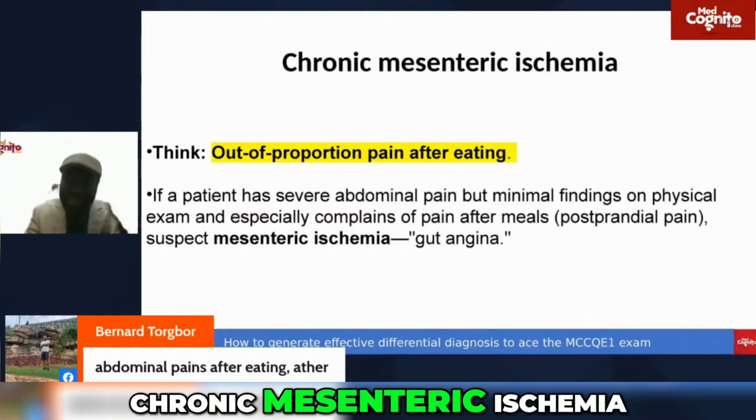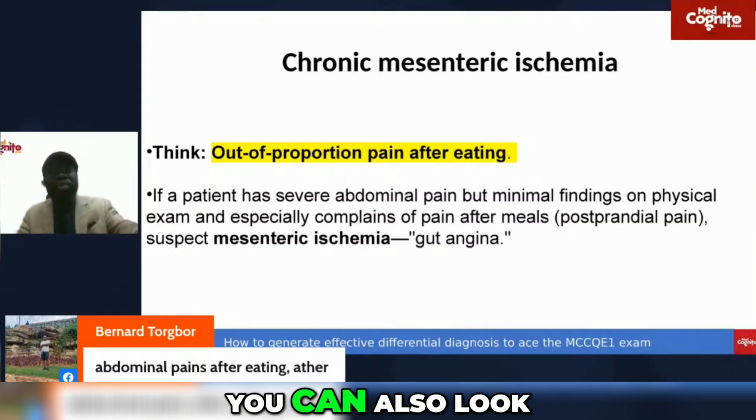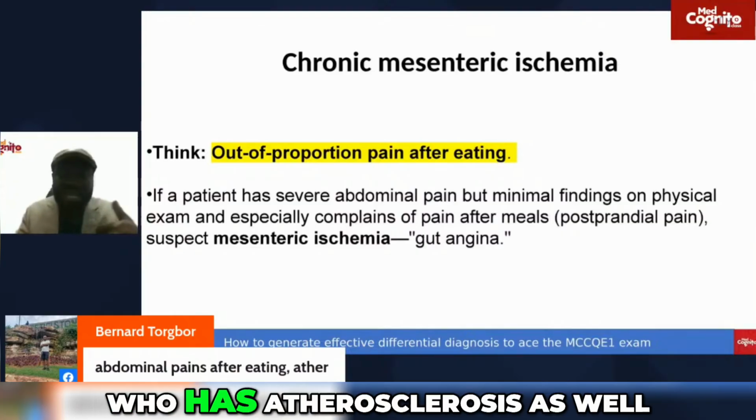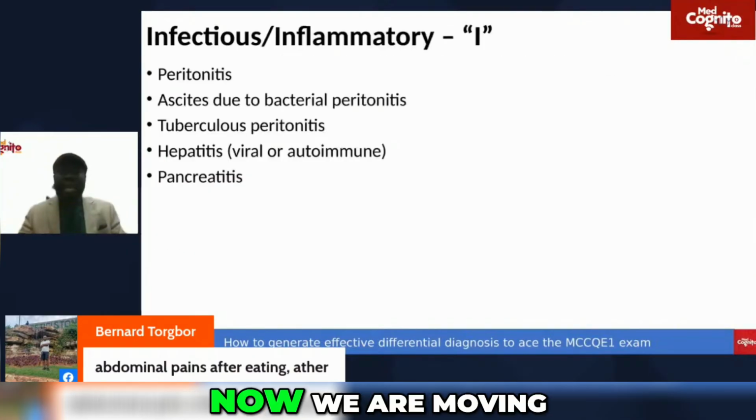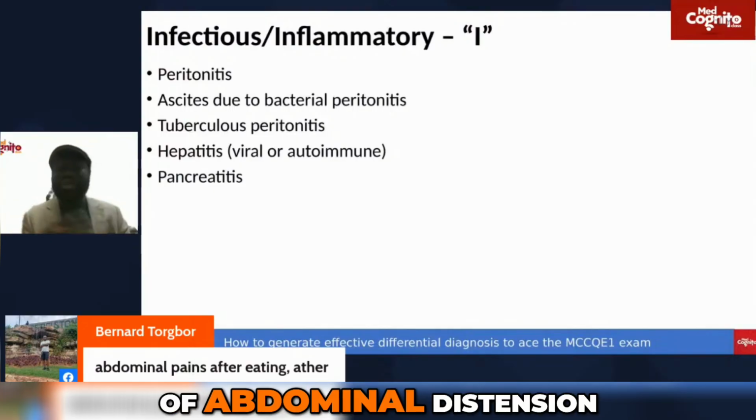Chronic mesenteric ischemia, we call it abdominal angina or gut angina. And yes, you can also look out for that patient who has atherosclerosis as well.